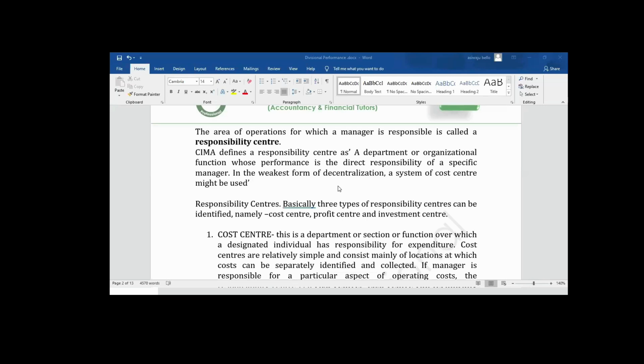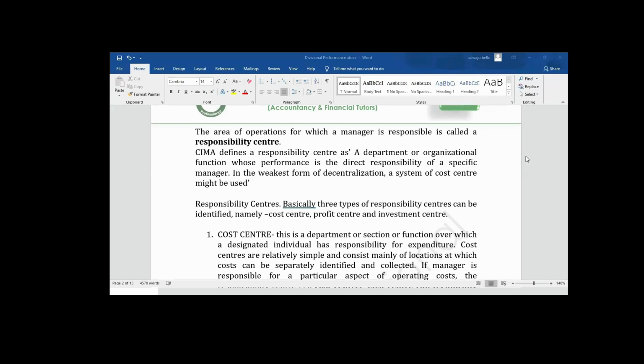All right, let's explain that briefly. When we say responsibility center, it's actually a department that takes responsibility for a particular operation, like the account department. The account department is a responsibility center. That account department takes responsibility for account functions. Admin department is a responsibility center. Admin department takes responsibility for a specific function. Sales department is a responsibility center. Sales department takes responsibility for a specific operation of the company.